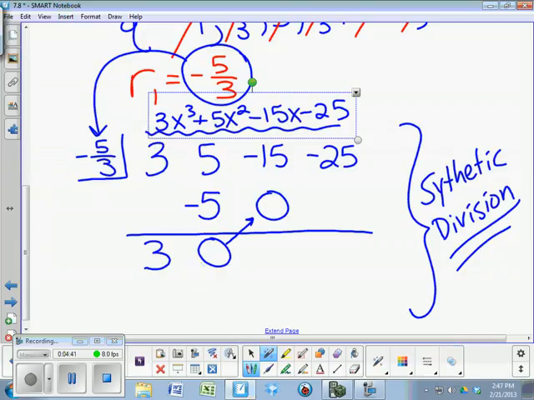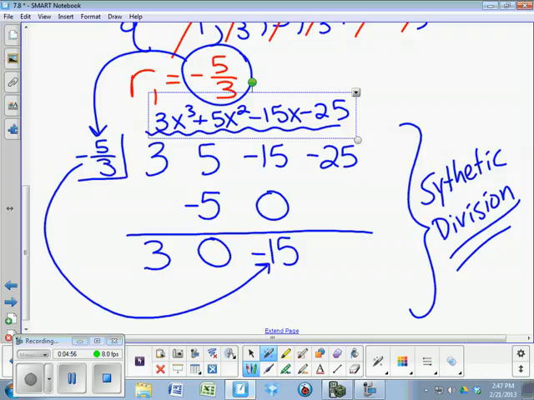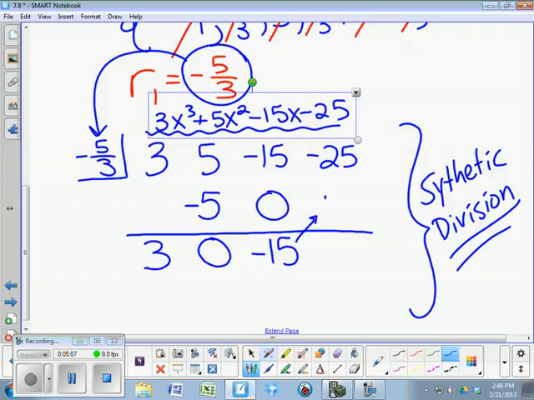Repeat. Add. Negative 15 plus nothing. Negative 15. Repeat. Multiply. Negative 5 times negative 15 is positive 75 thirds. Positive 25. That answer goes here. Add.